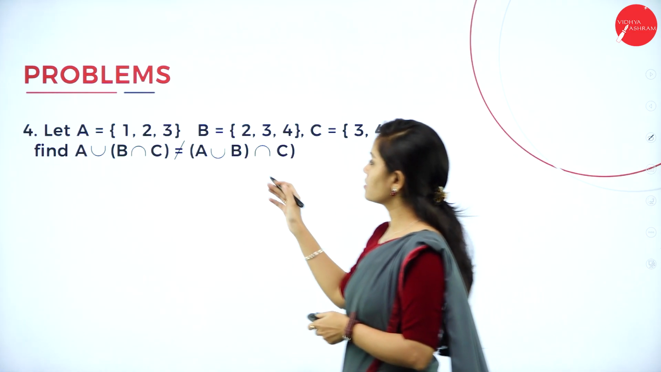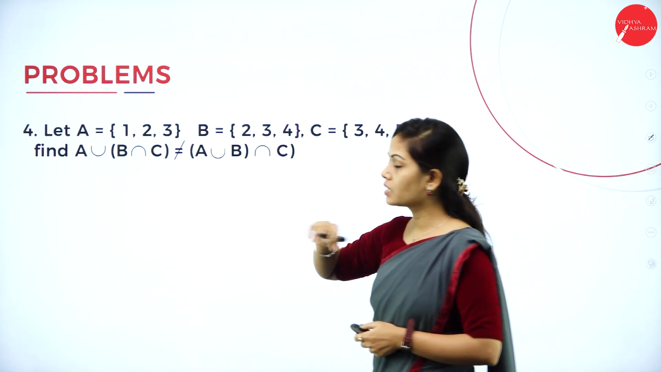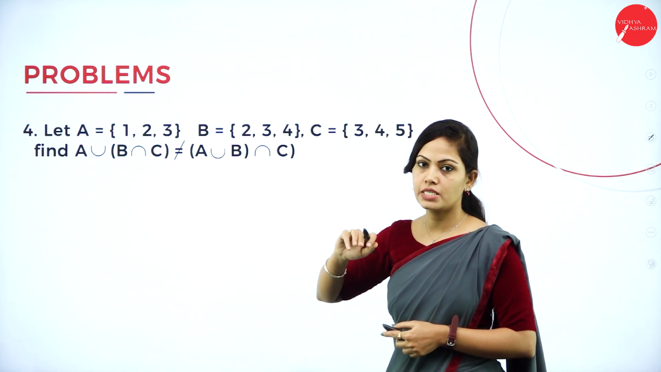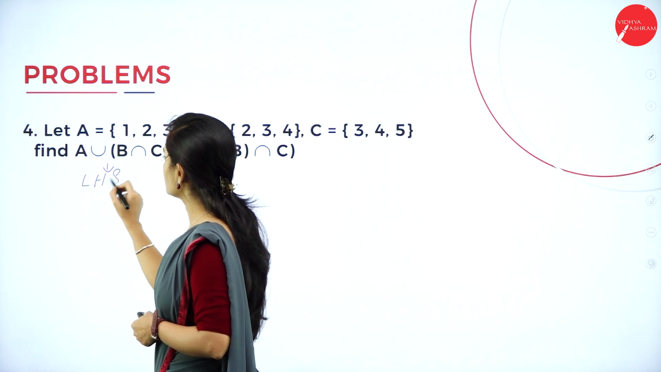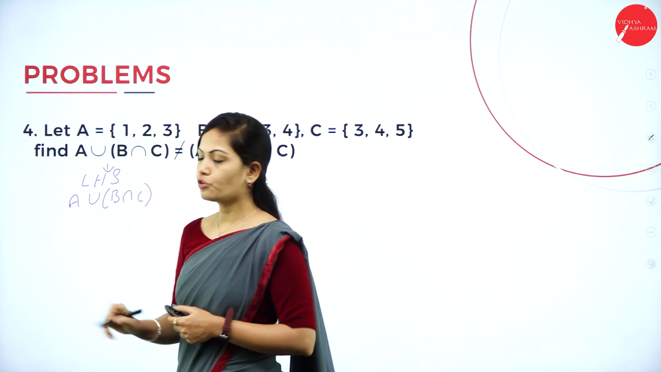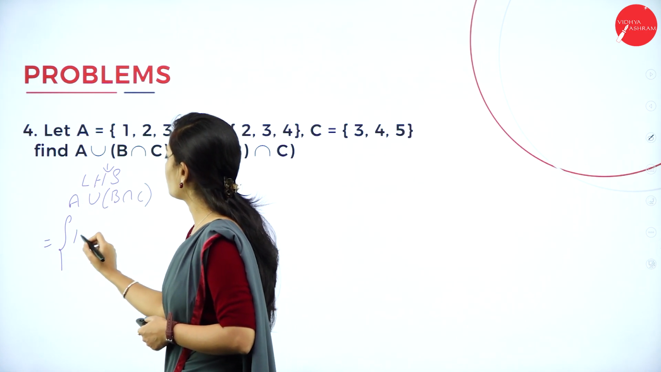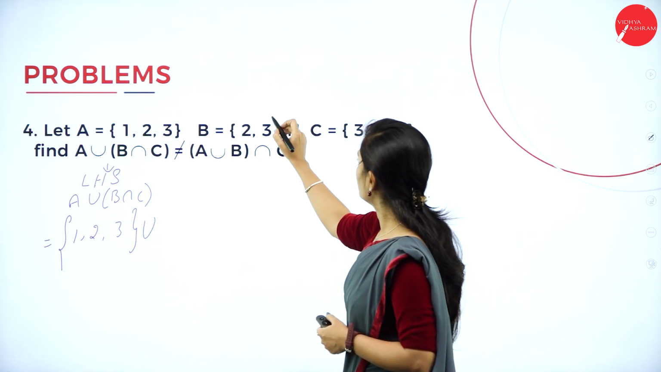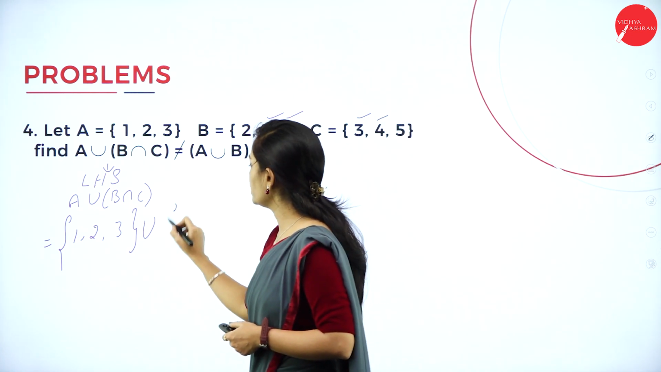The next problem is: let A is equal to 1, 2, 3. Here we have 3 sets, but now I have to prove that LHS is not equal to RHS. First consider LHS. LHS is A union B intersection C. First write the set elements of A, 1, 2, 3. Union, what is B intersection C? The common elements in both set B and set C are 3, 4.